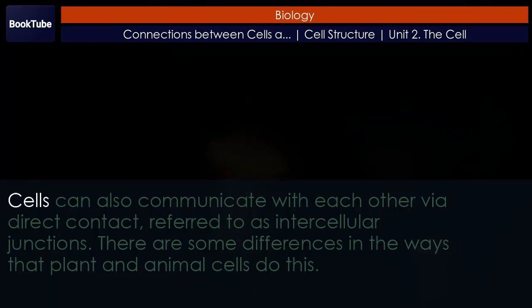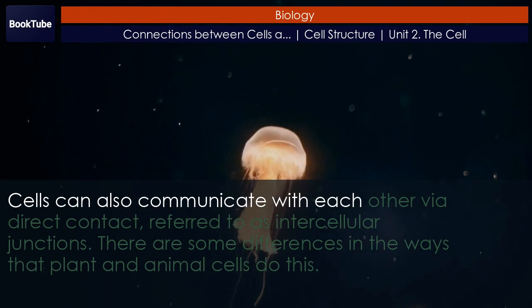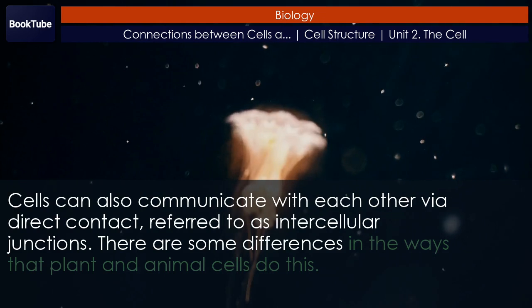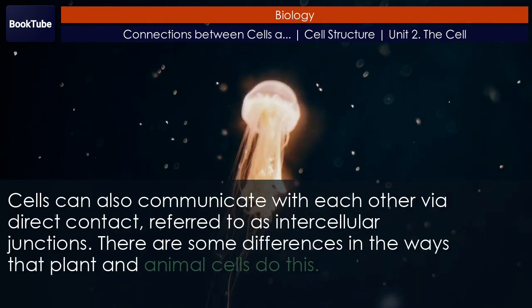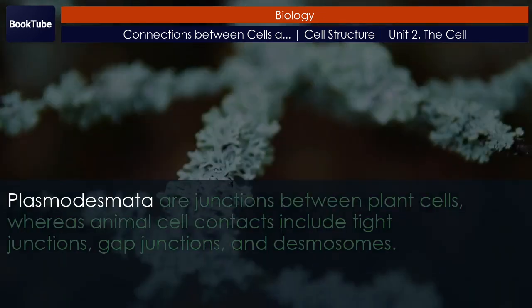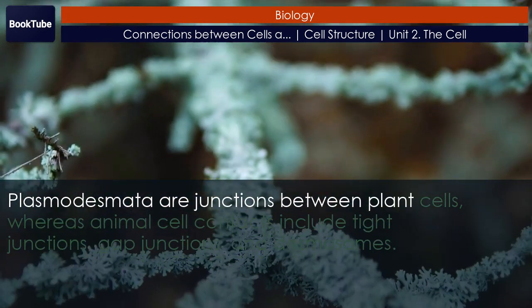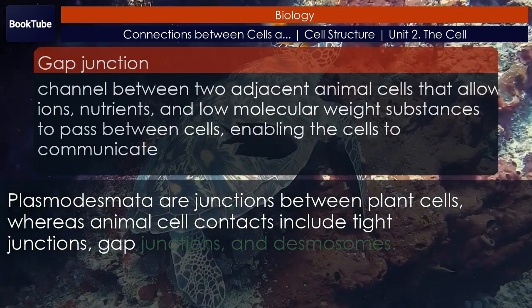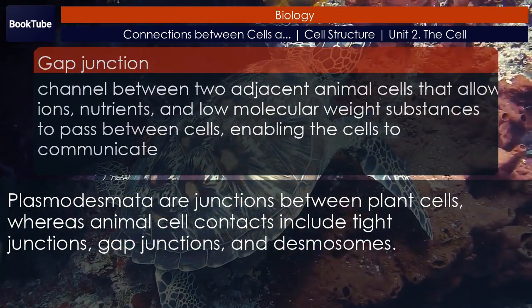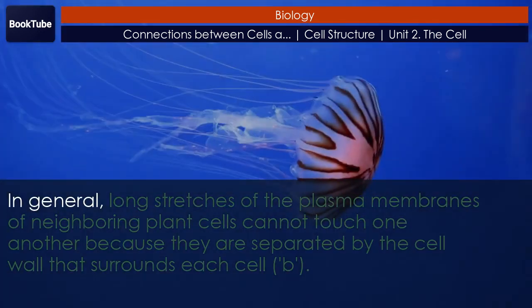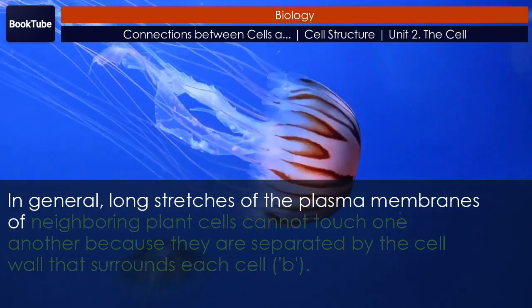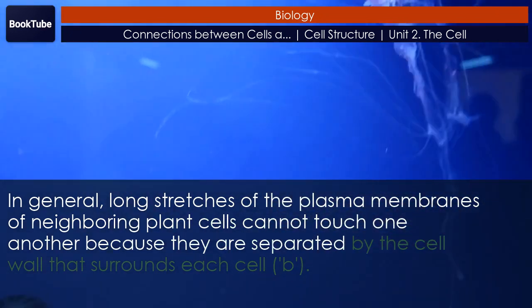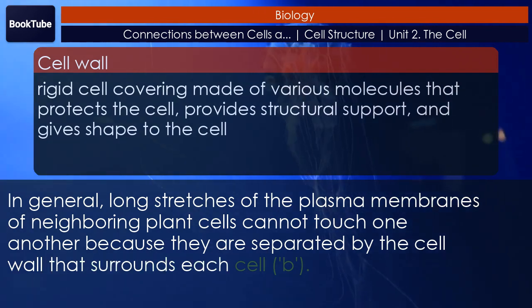Intercellular junctions. Cells can also communicate with each other via direct contact, referred to as intercellular junctions. There are some differences in the ways that plant and animal cells do this. Plasmodesmata are junctions between plant cells, whereas animal cell contacts include tight junctions, gap junctions, and desmosomes. Plasmodesmata. In general, long stretches of the plasma membranes of neighboring plant cells cannot touch one another because they are separated by the cell wall that surrounds each cell.